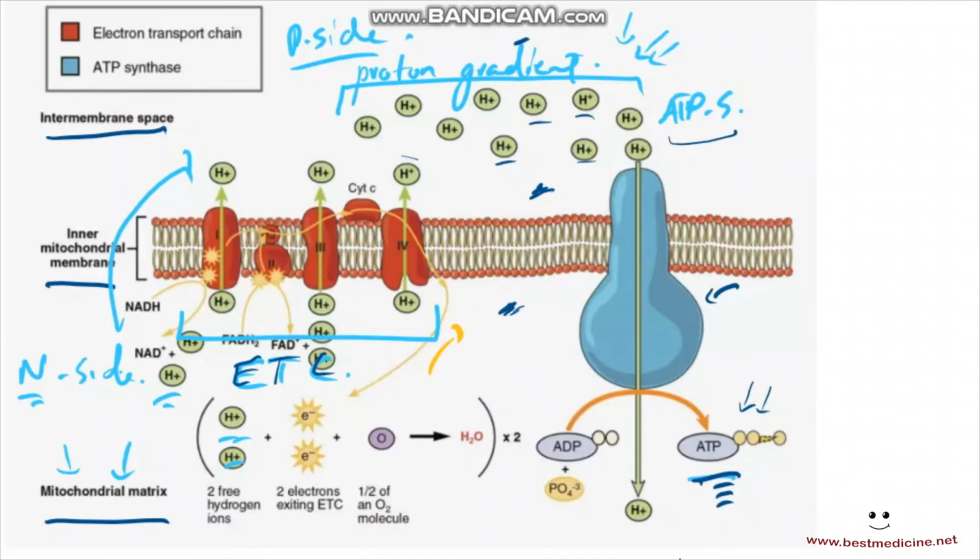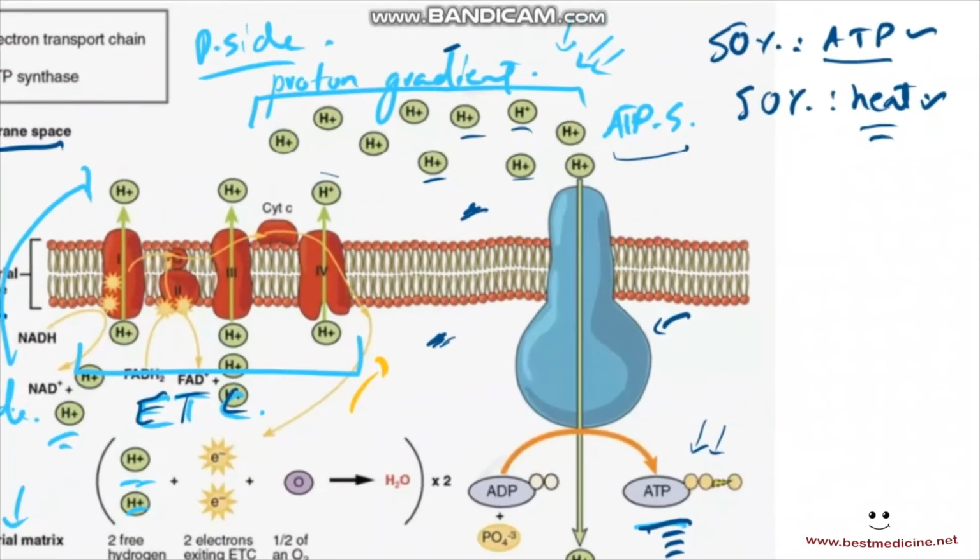Normally, around 50% of this proton gradient energy is used to make ATP. 50% goes towards making ATP, and the rest of it, which is again 50%, goes to making heat. So the more energy we produce, the more heat we produce, because 50% of this proton gradient is utilized to make energy, and 50% is being used to make heat. So this is what normally happens.